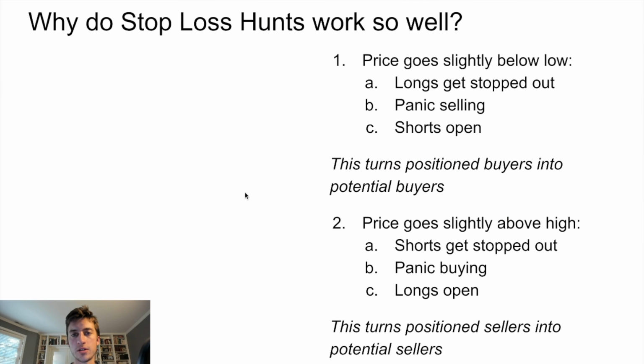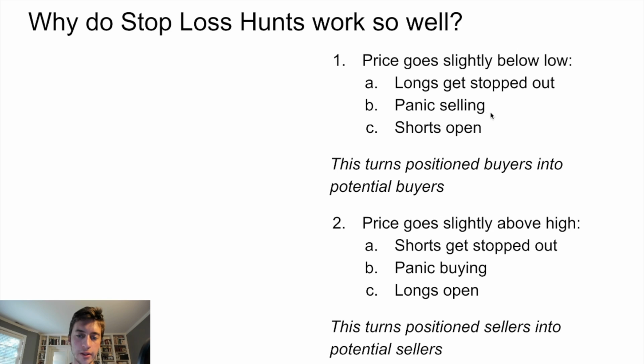So I don't want to just talk about position sellers and position buying and the pendulum switches that we get of those, but I also want to talk about stop loss hunts that create buyers and that create sellers. So what I mean by this is what happens when price goes slightly below a low. Longs are going to get stopped out, as when price goes slightly below a low, that's going to trigger many stop losses of longs selling.